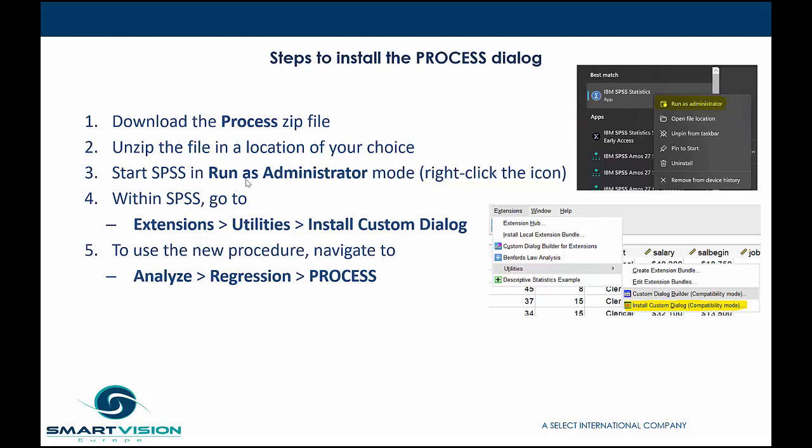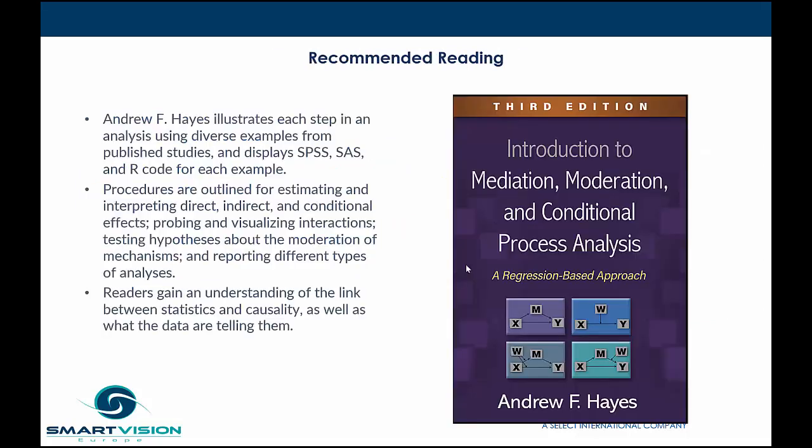And then when you start SPSS, if you right click on the SPSS icon and run as administrator, that's quite important. It will start in admin mode. And then within SPSS, if you go to Extensions, Utilities, Install Custom Dialog down here, you can search for that folder where you've unzipped your SPSS Process file and find the custom dialog file within that, and it will install it for you. And then once it's installed, if you go to use a new procedure, you simply navigate to Analyze, Regression, Process, and that procedure will be available for you.